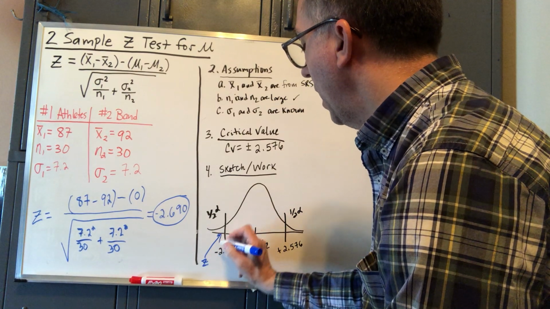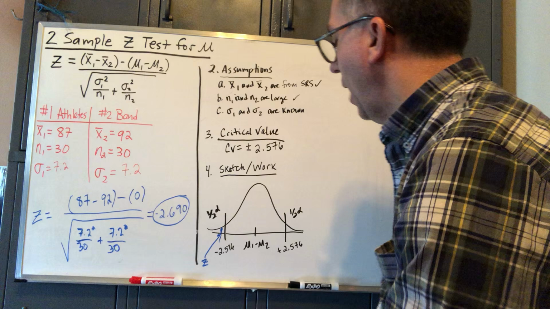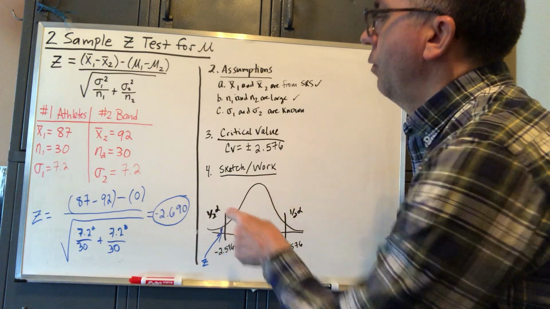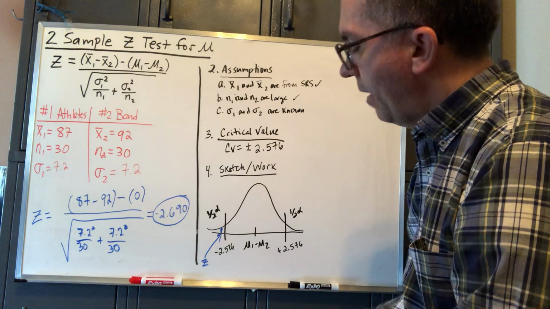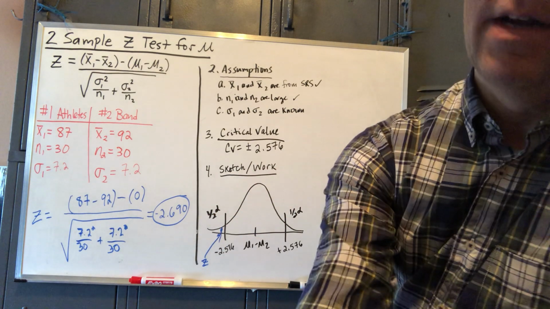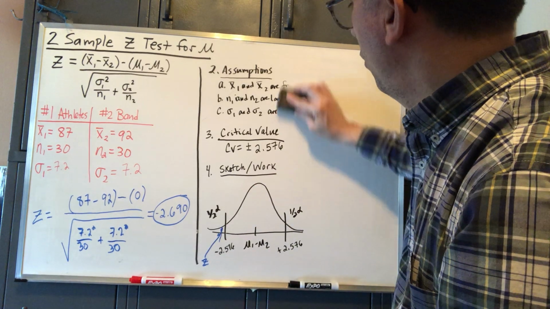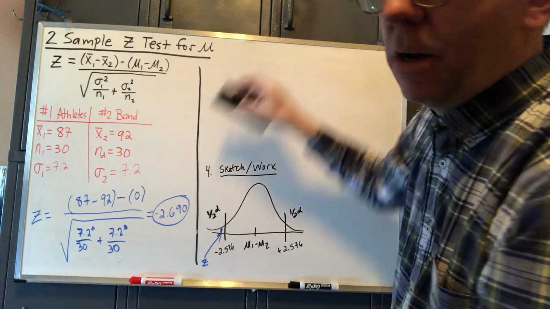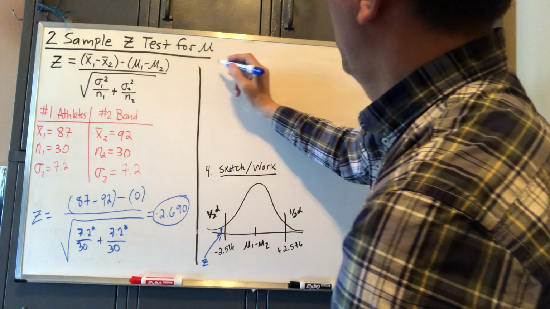We ended up in one of our alphas. Remember, alpha was split, half of it on one side, half on the other. We're going to reject, all right? We have enough evidence from this sample that it's far enough away. There is a difference. So I'm going to write that right up here, and I always do my conclusion the same way. So here we go.